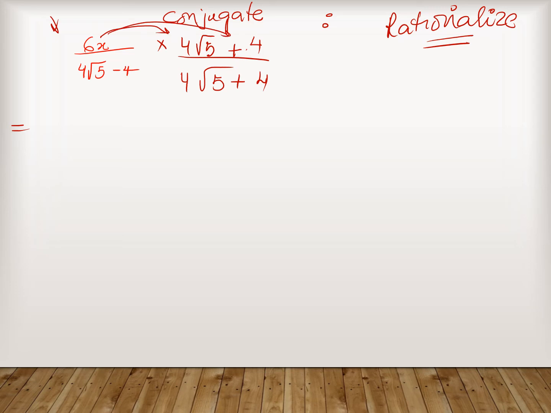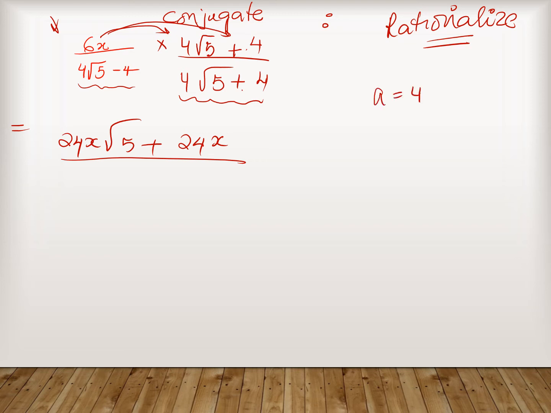So 6 times 4 gives you 24x square root of 5, plus 6 times 4 gives you 24x, divided by the denominator. Both the brackets, or both expressions, are the same and differ by the positive and negative sign. The first a you will use as 4 square root 5, and for b you will use 4, and use the formula a plus b, a minus b, which will give you a square minus b square.